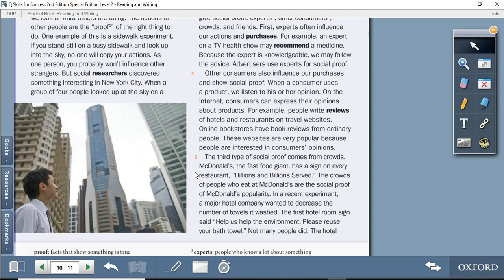In a recent experiment, a major hotel company wanted to decrease the number of towels it washed. The first hotel room sign said, "Help us help the environment. Please reuse your bath towel." Not many people did.